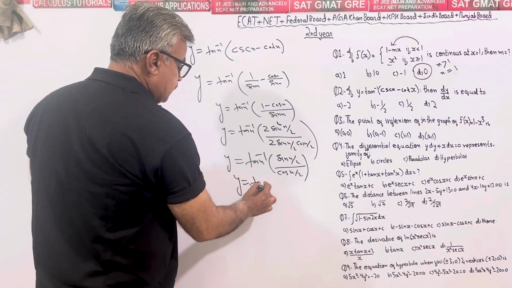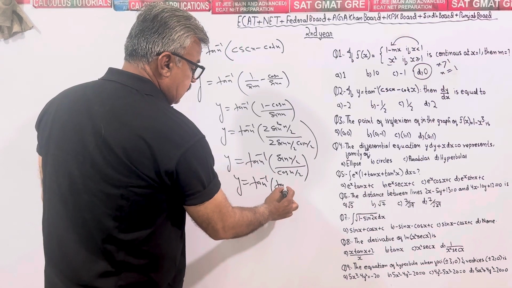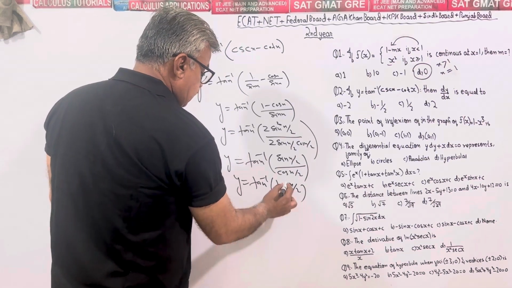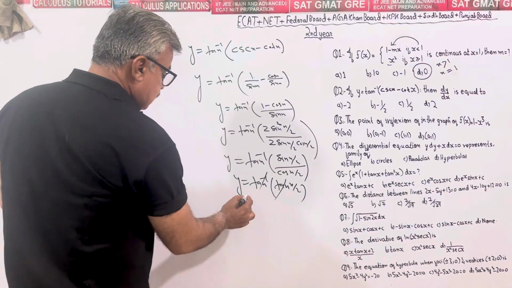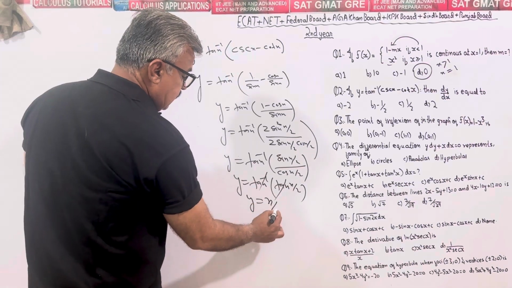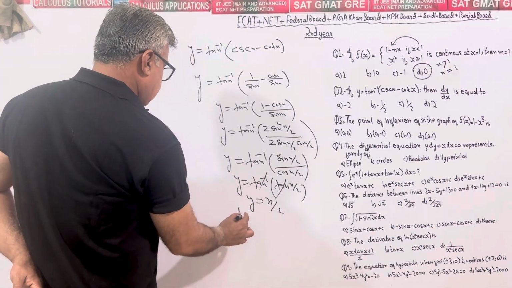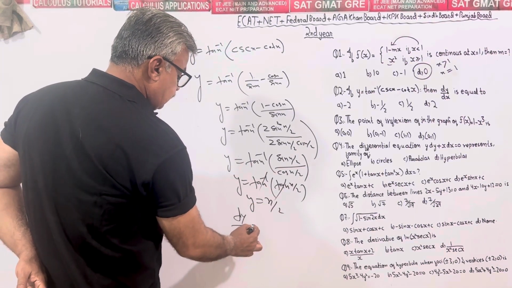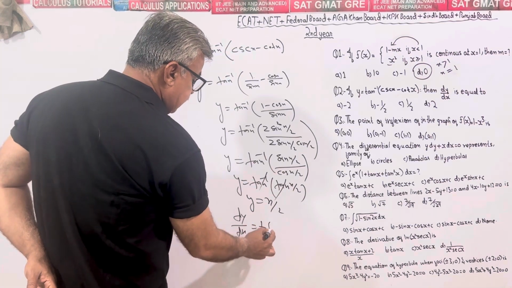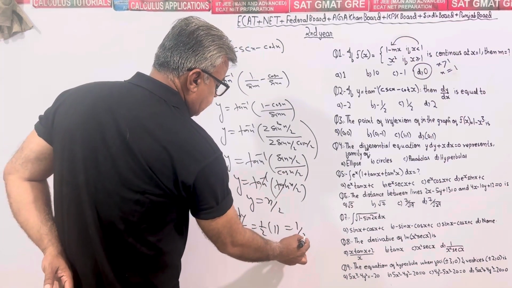We have tan inverse of tan x over 2. They have been utilized. So y is equal to x over 2. Now differentiate. dy upon dx, 1 upon 2, differentiation of x is 1. So 1 upon 2 is our answer.